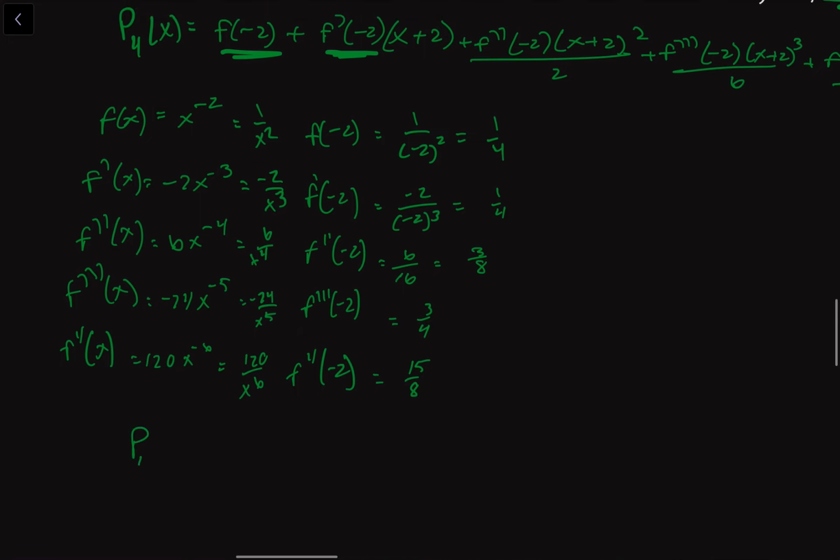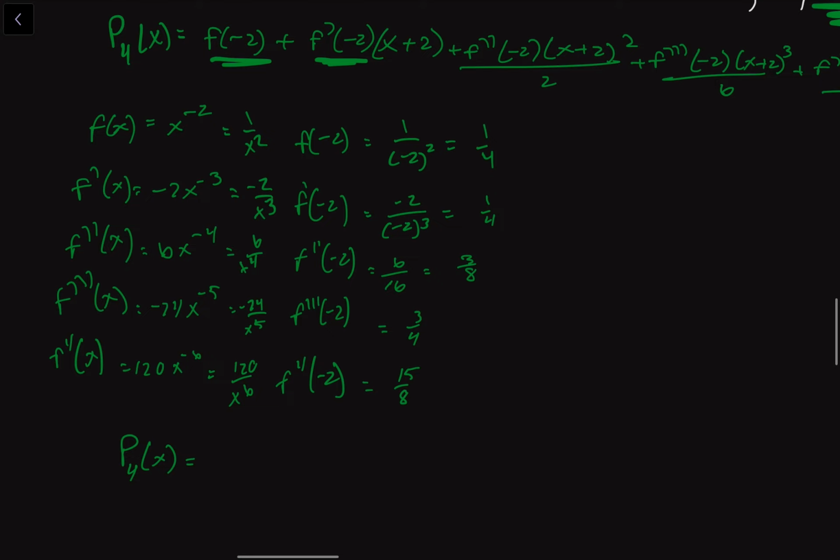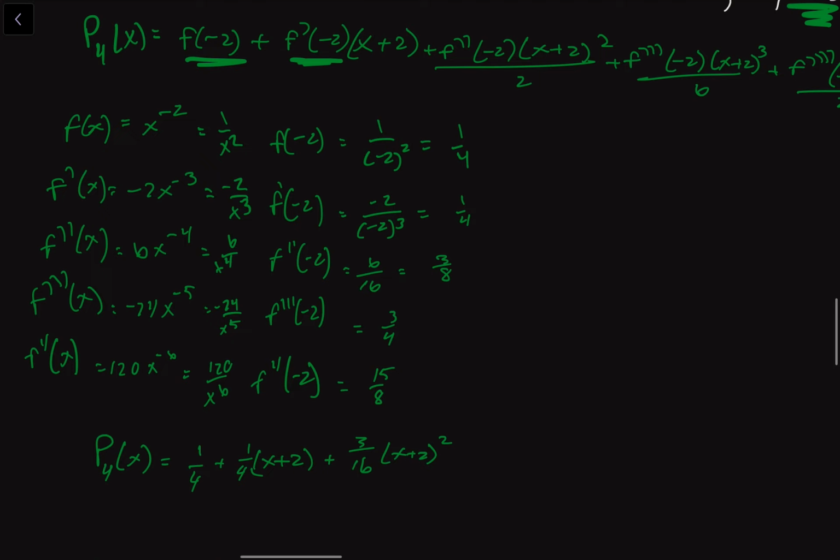So we could say that the fourth Taylor polynomial of x centered at c equals negative 2 would be f of negative 2, 1/4, plus f prime of negative 2 times x plus 2. And then we have 3/8 times x plus 2 squared divided by 2, right? So I'm going to just write that as 3/16. And you repeat this for the rest of the polynomial, and you should get 3 divided by 4, but then we're going to divide by 6, which is 3 factorial.